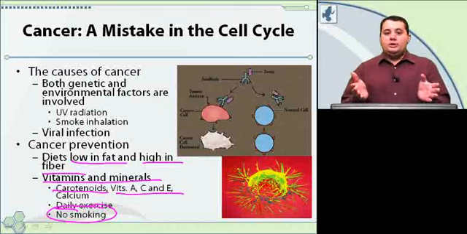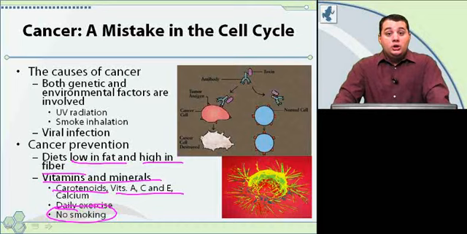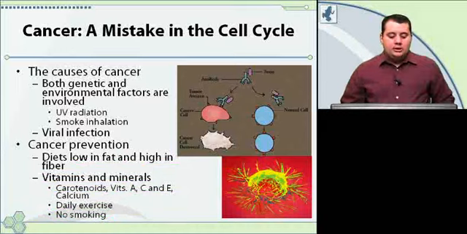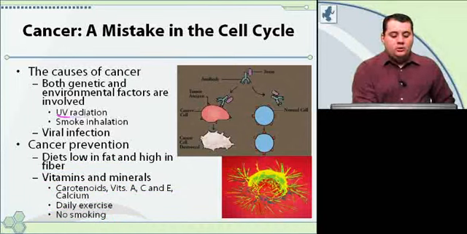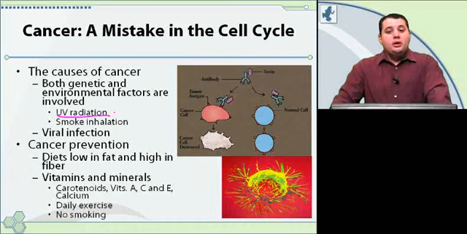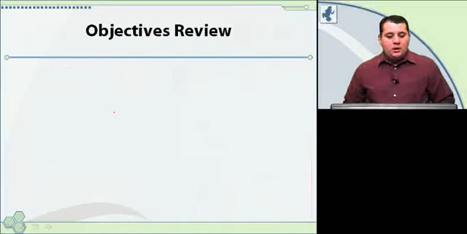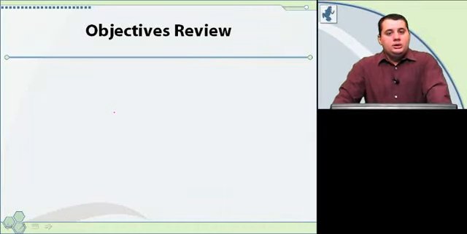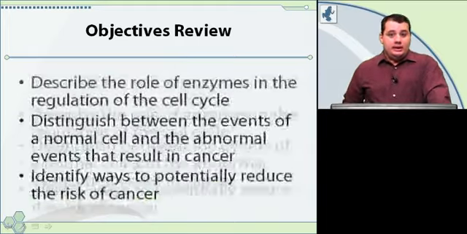Now, is it a 100% guarantee that cancer won't happen? No. But you can limit the potential for cancer if you regulate these things. Also, watch out for UV radiation. Make sure if you are out in the sun that you use sunblock. Sunglasses can help. All right, ladies and gentlemen, for today's lesson, we have done these objectives.